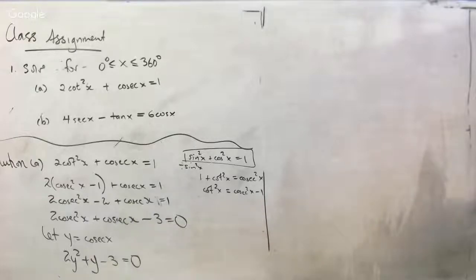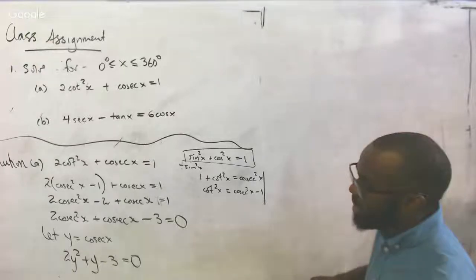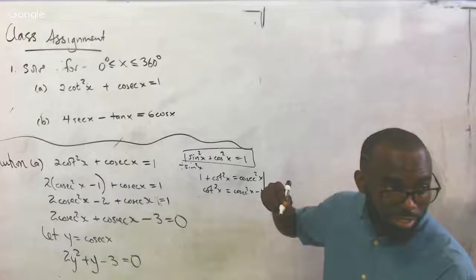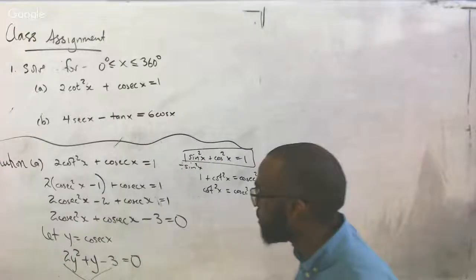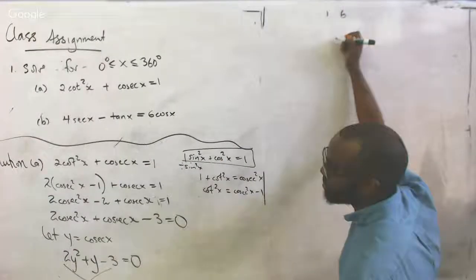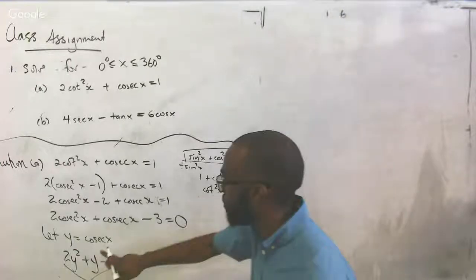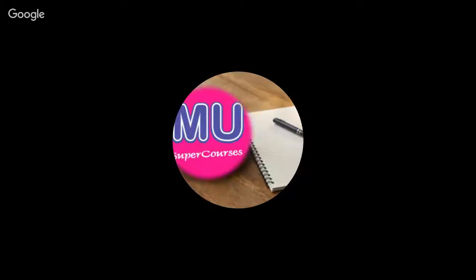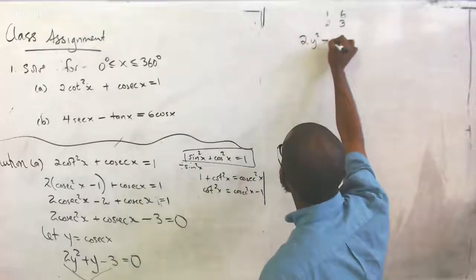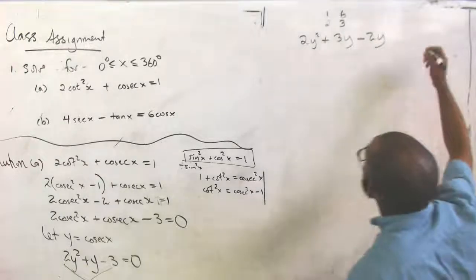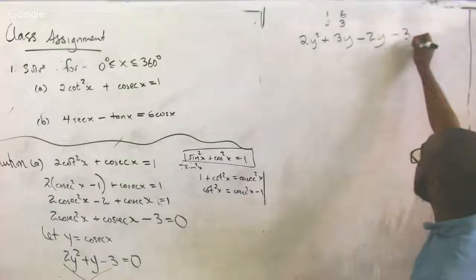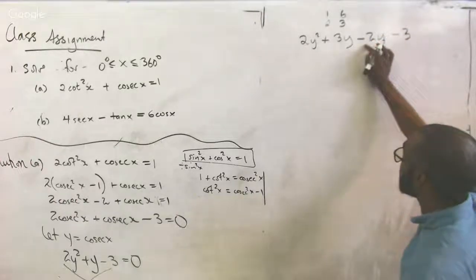And then, having done that, I need to factorize this. So, 2 times 3 is 6. What are the factors of 6? Well, I could have 1 and 6, but when I add or subtract them, I will never ever get 1. So the next factor is 2 and 3. And I can clearly see that I can subtract them to get 1. So I'm going to rewrite the thing in such a way: 2y squared plus the 3y minus the 2y. See, I'm subtracting them. Minus 3. Notice that this last term was a minus, that's why the signs were different.